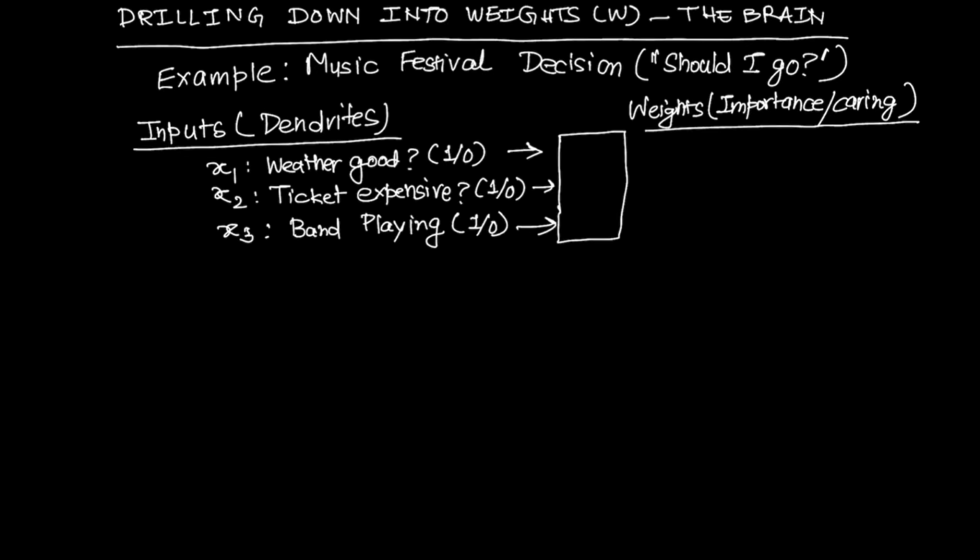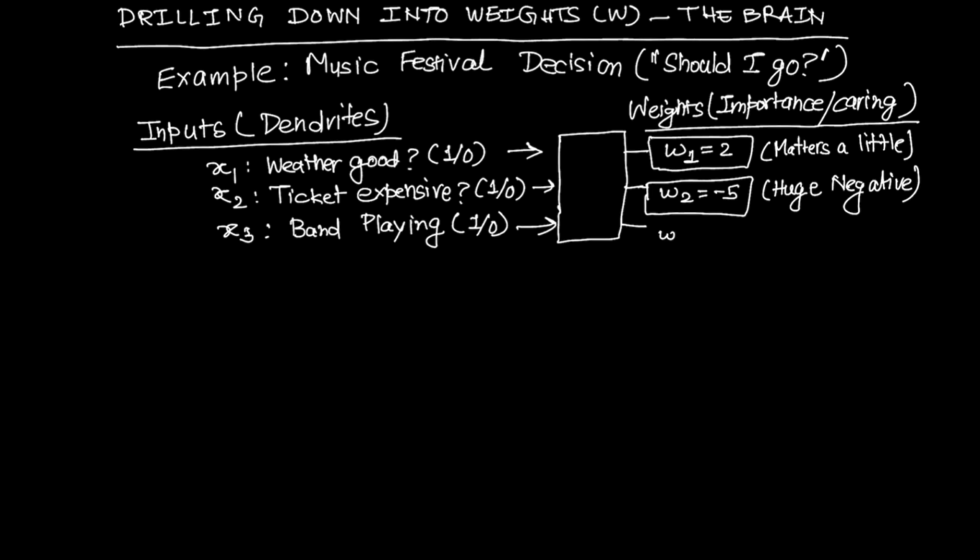A weight represents the strength of the connection or the importance of the input. Let's assign values. Weight for weather, W1, let's say is 2. It matters a little. Weight for price, or W2, let's say its value is -5. A high price is huge negative for you. Weight for band, or W3, let's say it's 10. You really love this band.